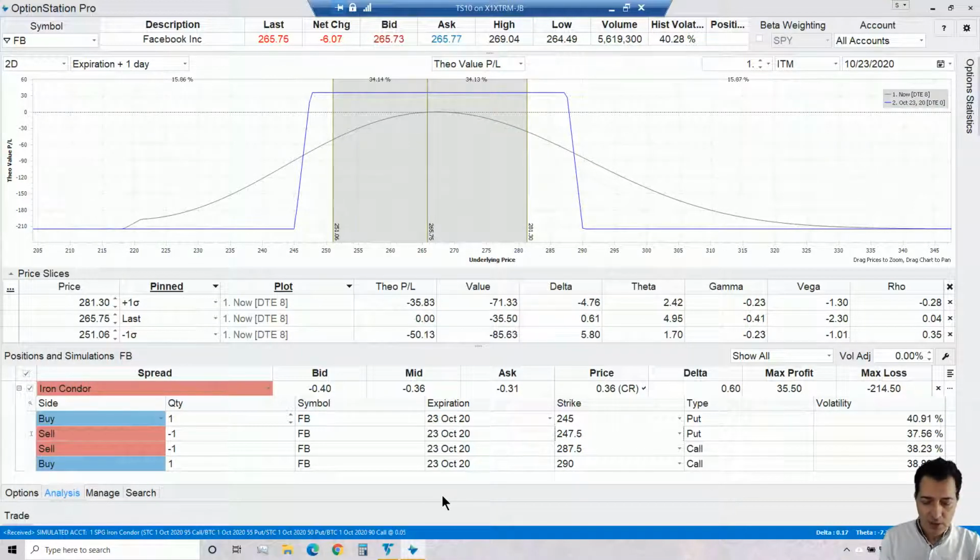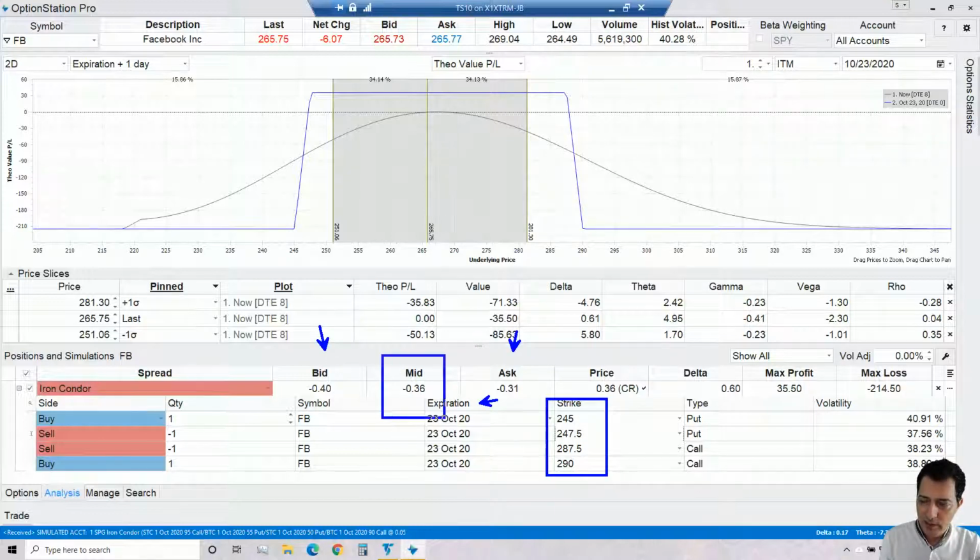Okay, so let me explain. These are the strikes. This is the expiration date. And if you do this, that's the bid, that's the ask, and that's the midpoint. So my assumption is going to be done using the midpoint. So I'm going to assume that you're going to place an order if you take this trade using the midpoint. And then you're going to wait patiently until you get filled.